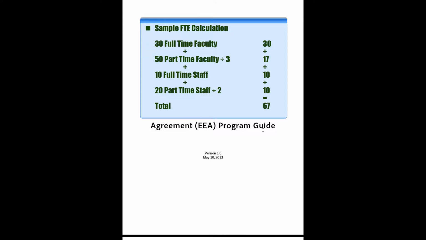Let's do a sample calculation. If you have 30 full-time faculty, 50 part-time faculty, 10 full-time staff, and 20 part-time staff, we would take 30 plus 50 divided by 3 plus 10 plus 20 divided by 2. The 50 divided by 3 rounded to the nearest whole number is 17, and the 20 divided by 2 is 10. So the total will be 30 plus 17 plus 10 plus 10, which is 67.